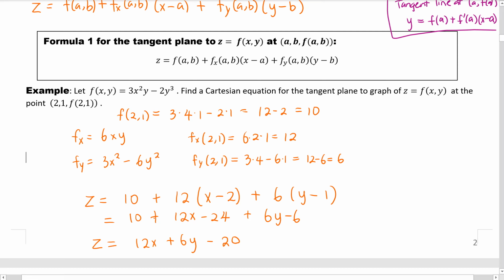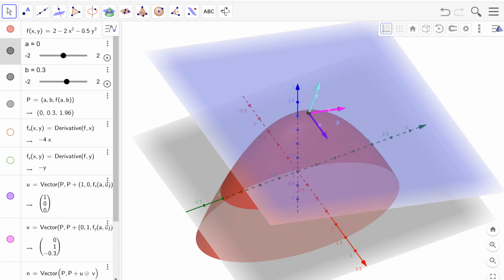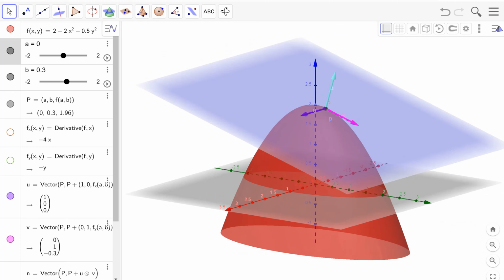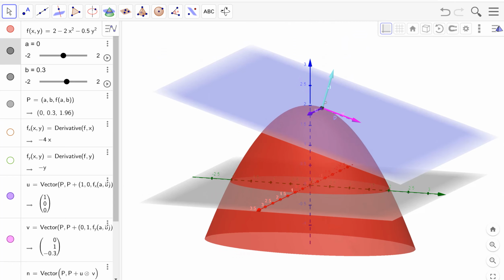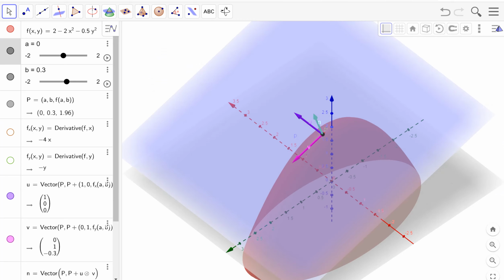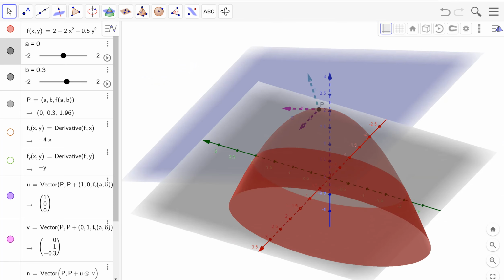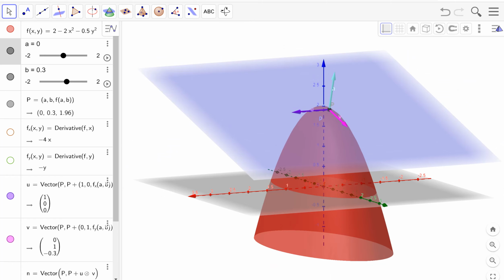Okay, so right now I want to show you some picture. So let's look at this. Okay, so this is actually our second GeoGebra project. I give you instructions and you can watch my YouTube video to construct this surface. Okay, so the red is the surface. And then you can see the red axis is the x-axis. The green one is the y-axis. And the blue one is the z-axis.